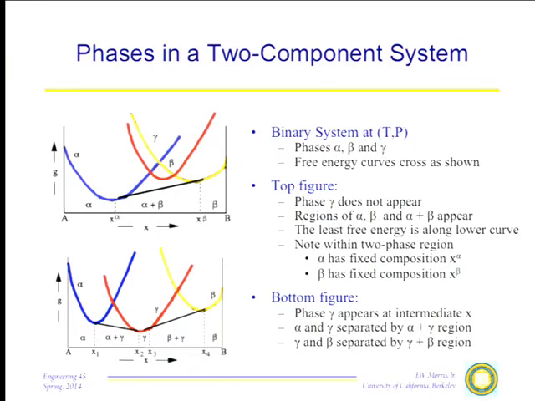Therefore, the gamma phase would not appear at equilibrium. And my situation would be alpha phase between A and X alpha, increasing fraction of beta phase between X alpha and X beta, beta phase above X beta.